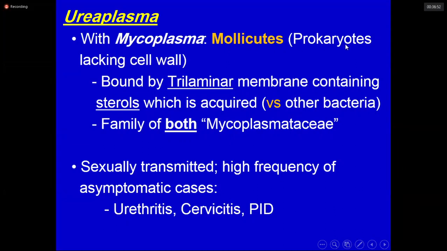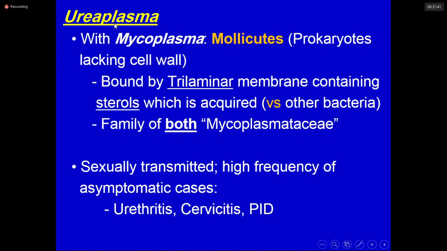These are prokaryotes lacking a cell wall. Ureaplasma has no cell wall. Mycoplasma also has no cell wall. But instead of that, they have a trilaminar membrane, a three-layered membrane, containing sterol, which is acquired. Once the infected cells rupture, they take part of the membrane of the infected cell, which contains sterol. This is versus other bacteria, which cannot do it. That is why I said from the beginning we are dealing with special types of bacteria.